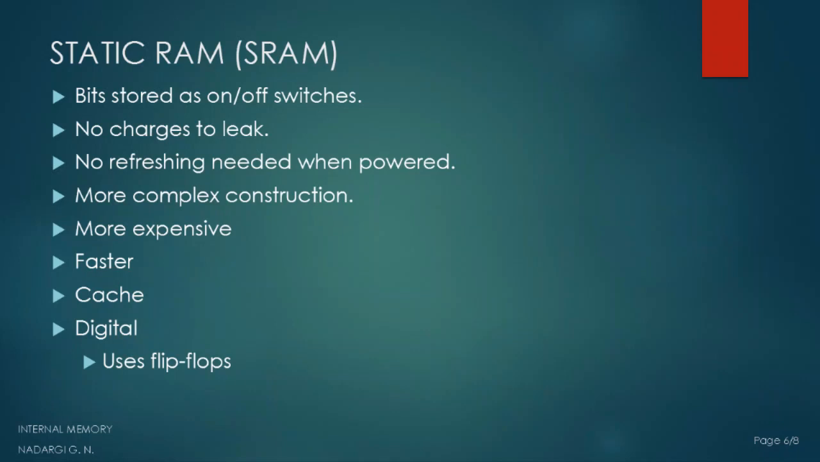It does not leak like DRAM, but it is volatile because it also needs continuous power to be supplied. It is more expensive, it is faster in nature as compared to DRAM, and it is used as a cache for the system. We will see these things as we compare both RAM types later on in further slides, one by one.